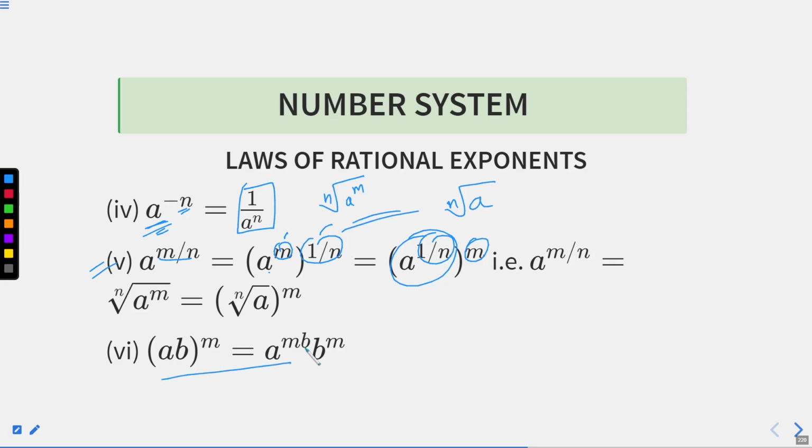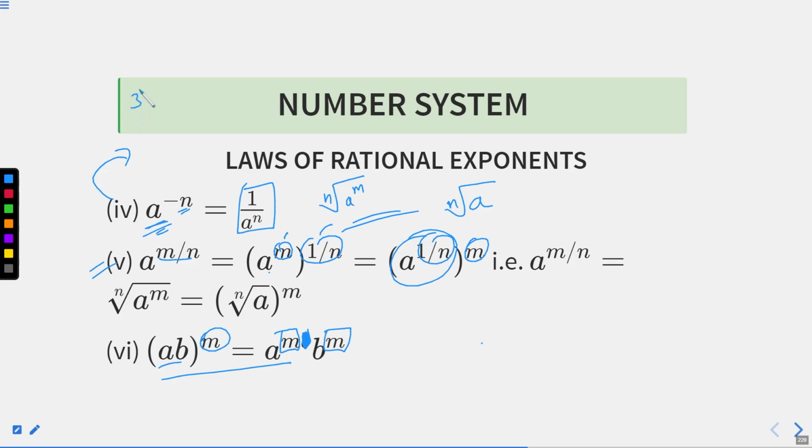And there is some mistake also here, because (ab) raised to the power m is equal to a^m b^m. The power gets distributed to every element, so a gets this power, b also gets this power. I hope this is clear. Let me take an example each to make it understand better.